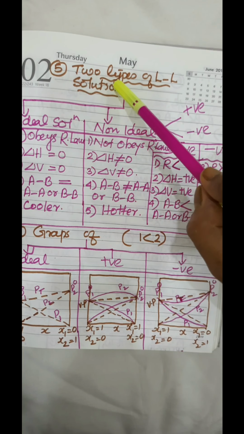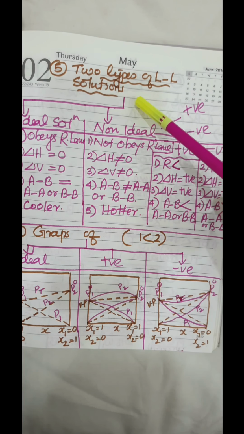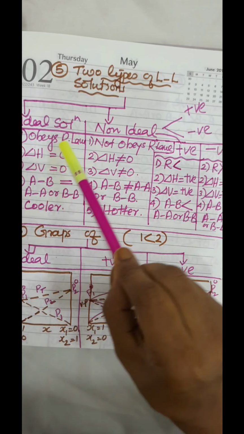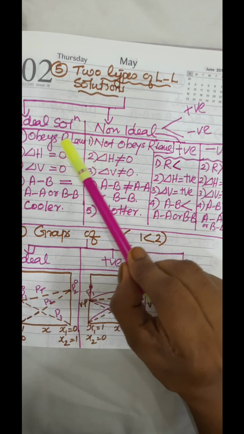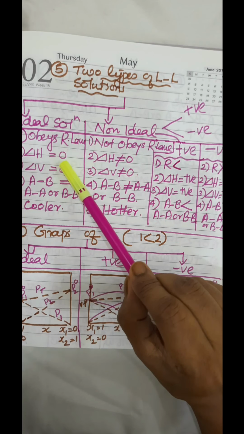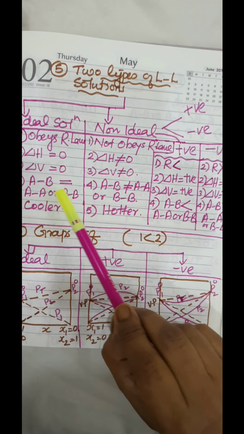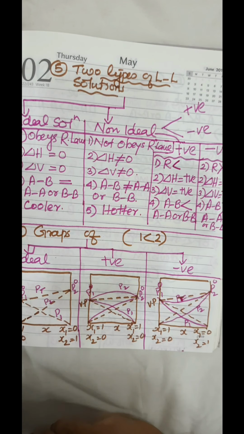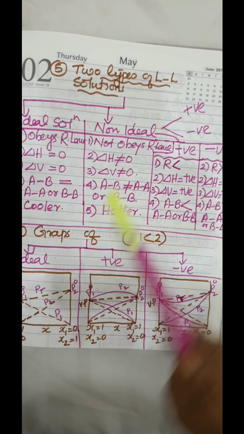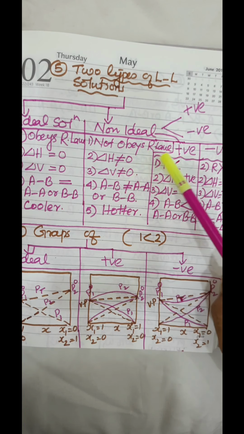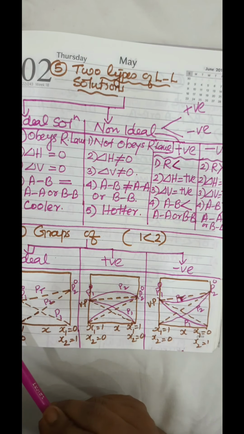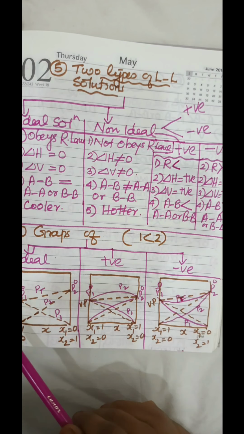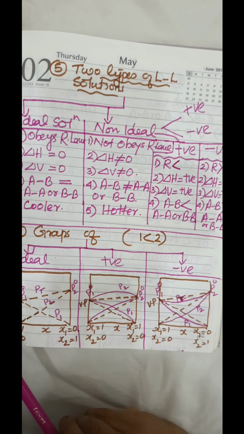Now the fifth heading: two types of liquid-liquid solutions are there based on Raoult's law. They are ideal and non-ideal solutions. What are the special features of an ideal solution? It obeys Raoult's law. Here delta H and delta V are 0. AB interaction is equal to AA or BB, and the resulting solution will be cooler than the first one. In the case of non-ideal solutions, it does not obey Raoult's law. Delta H and delta V are not equal to 0. AB interaction is not equal to AA or BB interaction, and the resulting solution will be warmer than the first one.